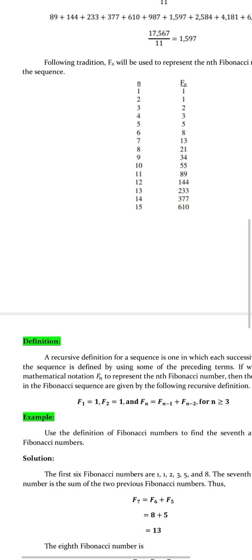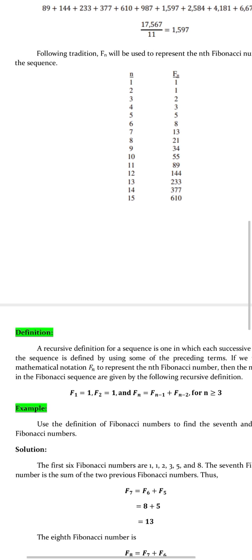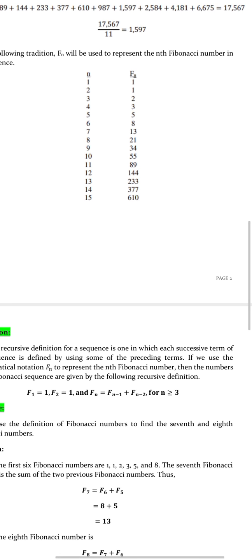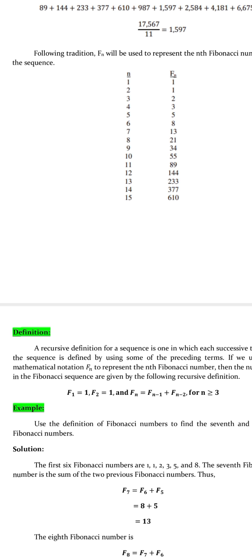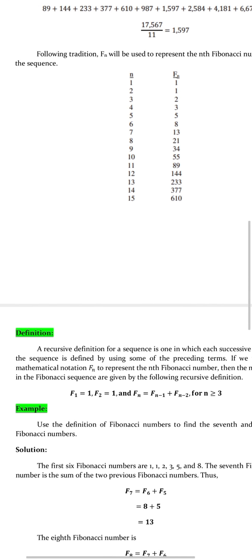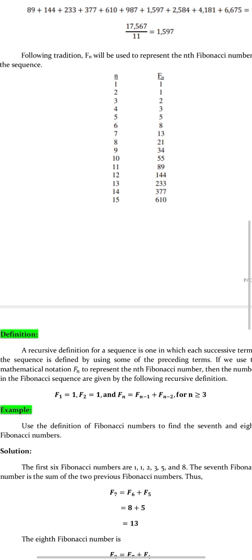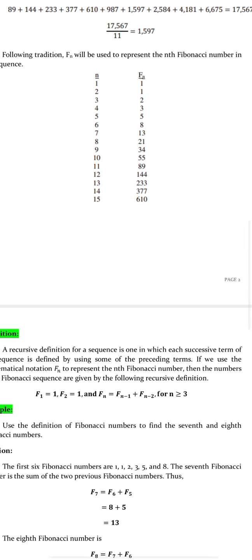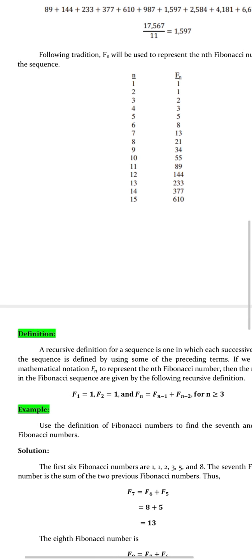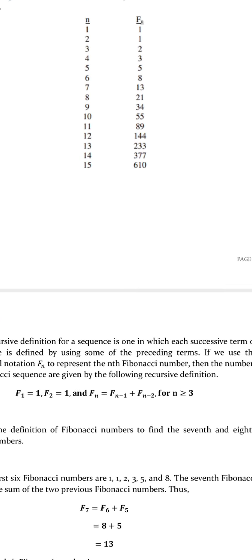So let us have this definition. A recursive definition for a sequence is one in which each successive term of the sequence is defined by using some of the preceding terms. If we use the mathematical notation F sub n to represent the nth Fibonacci number, then the numbers in the Fibonacci sequence are given by the following recursive definition.